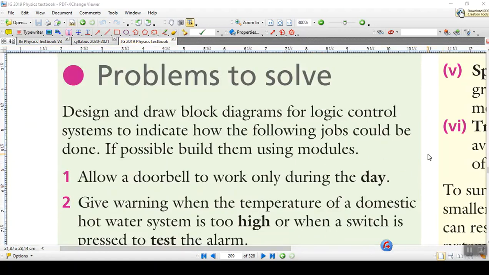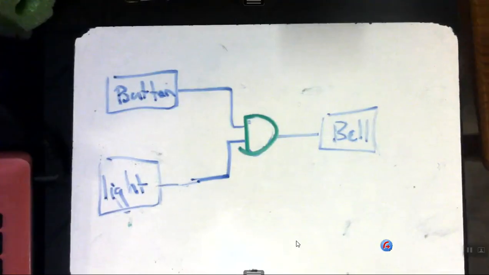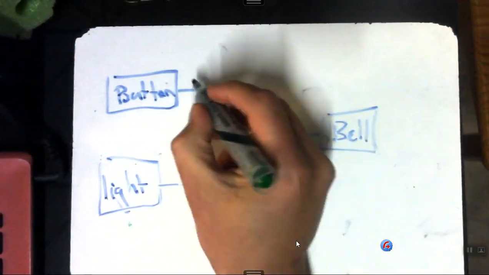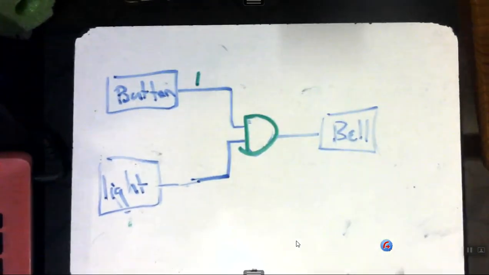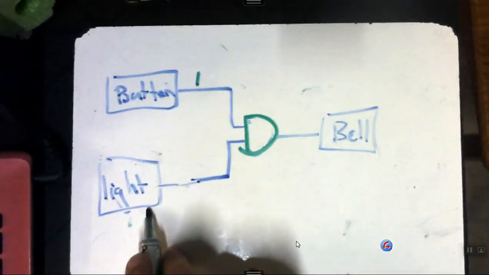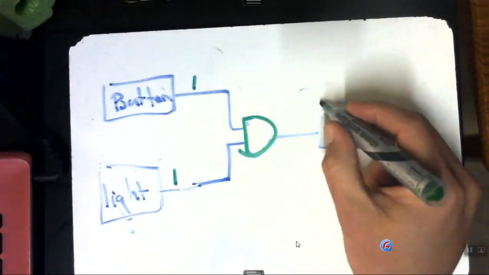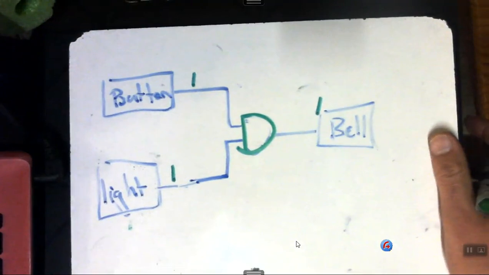So here are a few that you can try and figure out yourself. The first one is allowing a doorbell to work only during the day. I want you to pause and quickly try that one. So here is my representation. You want to press the button, and there's a light, so both of them will make the doorbell go off.